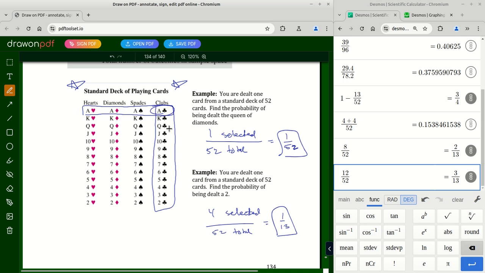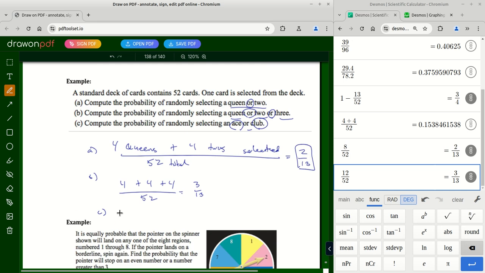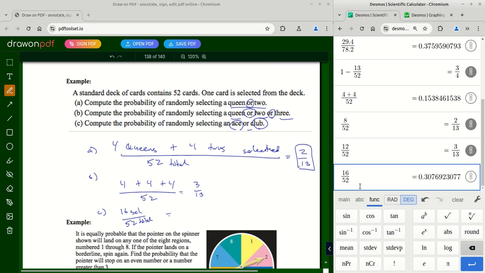Notice that I don't want to select him twice. 1, 2, 3, 4, 5, 6, 7, 8, 9, 10, 11, 12, 13, 14, 15, 16. Okay, so again, 13 plus 3 more is 16. 16 selected, okay? And so then we got 16 selected over 52 total, and you're done. Okay, 4 out of 13. Cool, there's your answers. That's how you do it.